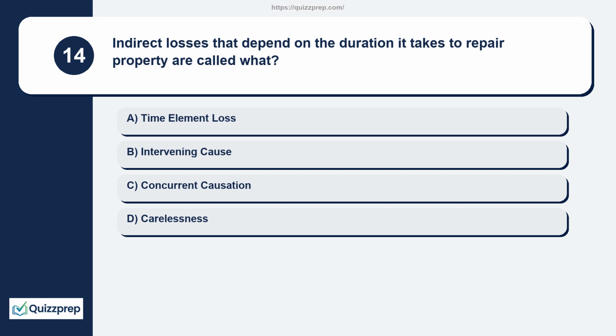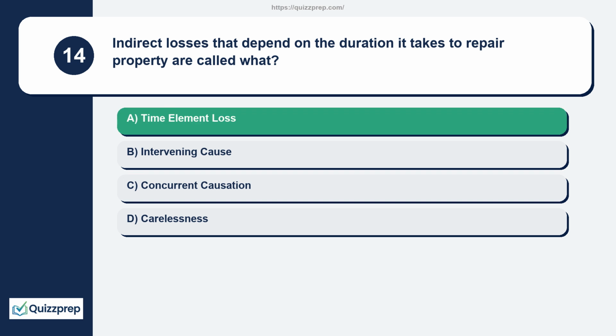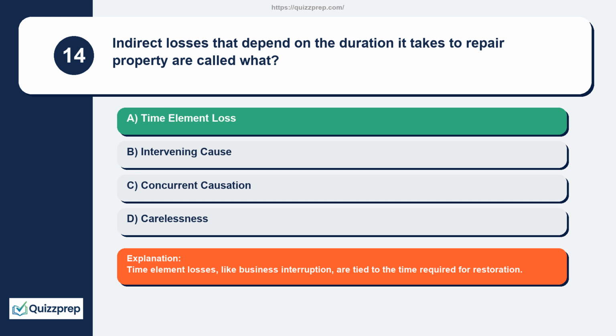Question 14. Indirect losses that depend on the duration it takes to repair property are called what? Time element loss, intervening cause, concurrent causation, carelessness. Time element losses, like business interruption, are tied to the time required for restoration.